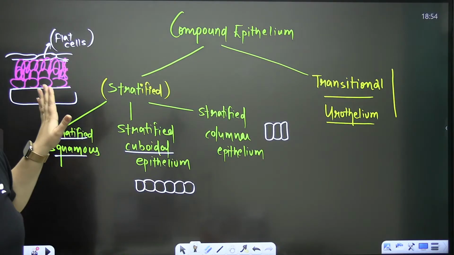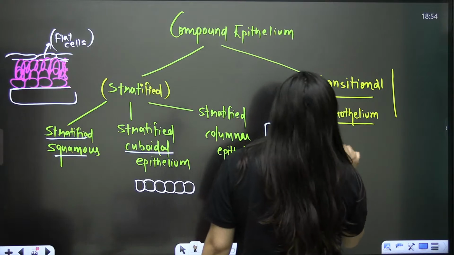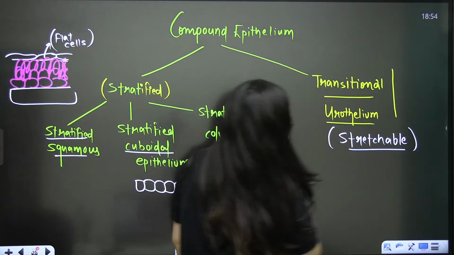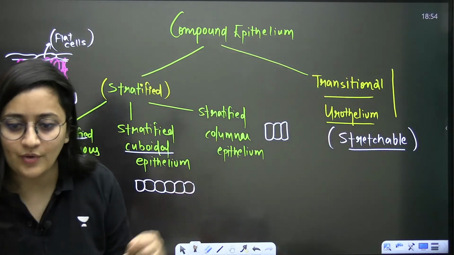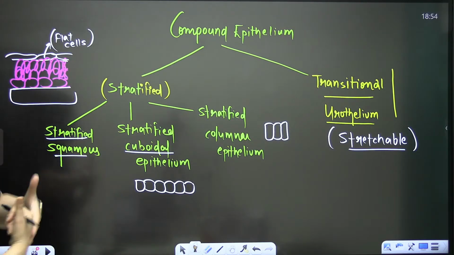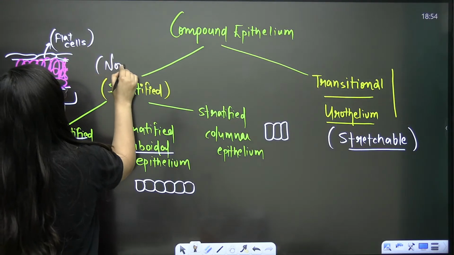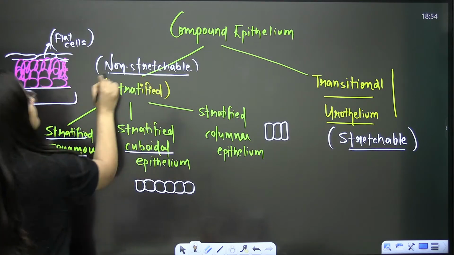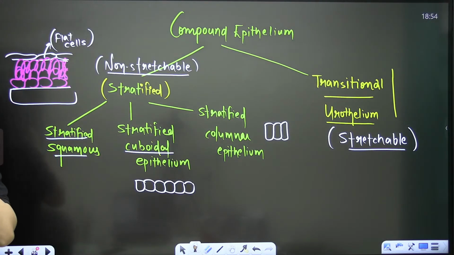Fine? And now this is the transitional epithelium, the urothelium. It is a stretchable epithelium. Do you know that? Yes, it will get stretched. And here, this stratified one is non-stretchable. Let me explain it to you first. So let's start with the transitional epithelium first, that is your urothelium, which is the stretchable one.